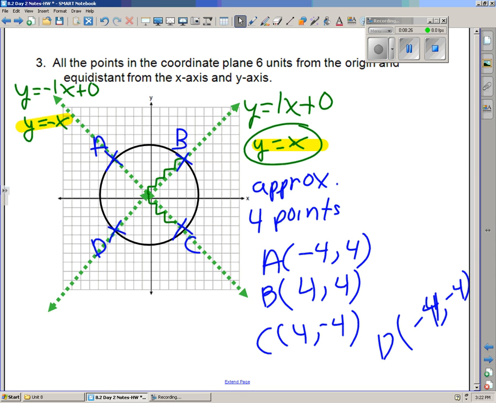Okay, so be very specific with your graphs, label things where you can, and then you should be all good.